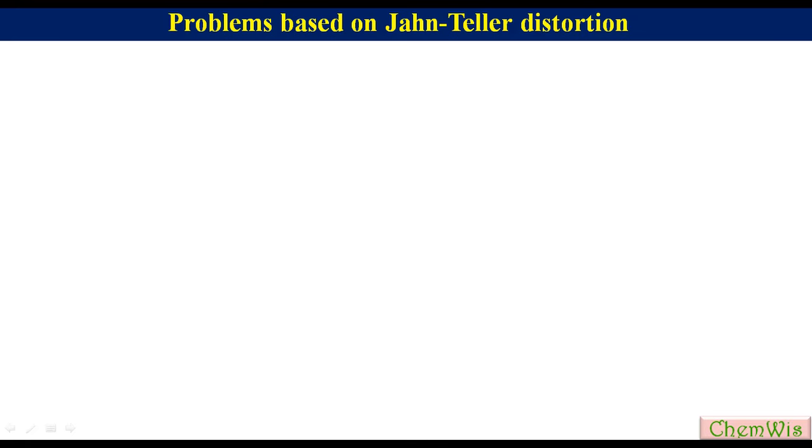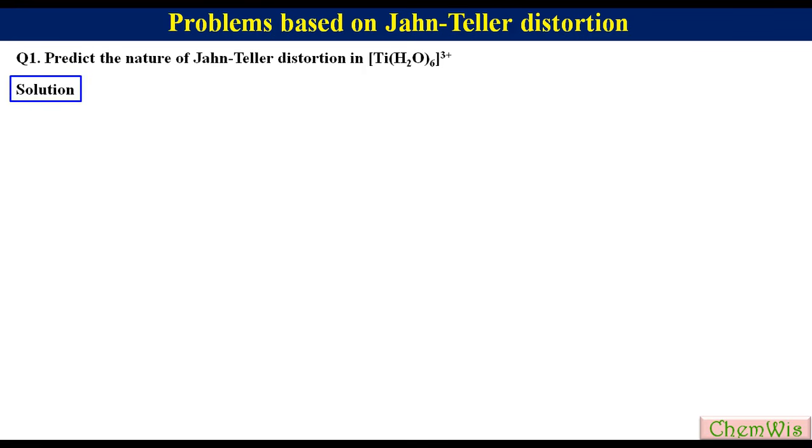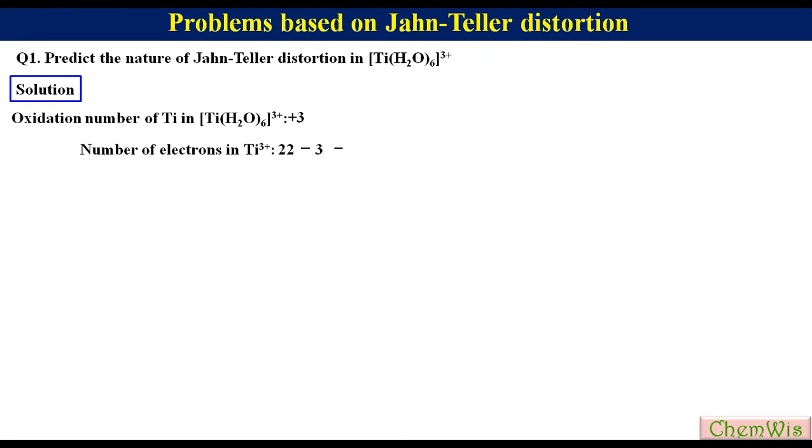Now we will discuss some problems based on Jahn-Teller distortion. Question number 1. Predict the nature of Jahn-Teller distortion in [Ti(H2O)6]3+. The oxidation state of titanium in this complex is +3. So the number of electrons in titanium 3+ will be 22 minus 3 is equal to 19, since the number of electrons in titanium metal is 22 and titanium 3+ will be formed by the removal of 3 electrons from it.